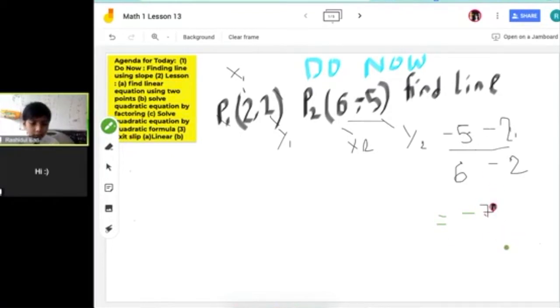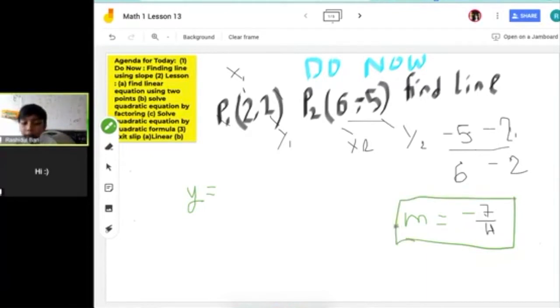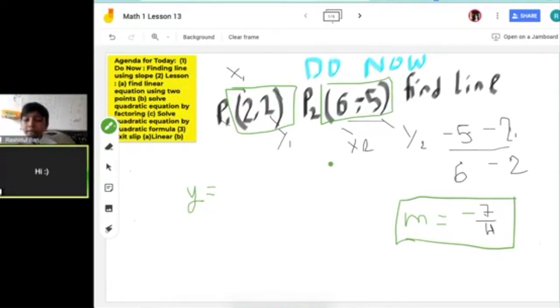So, negative 7 divided by 4. So now, we don't want to just find the slope, which will make m. M is the variable for slope. We want to find the equation. So what do you think the equation for a line is? How do you think you can find the equation of a line just using the slope and the 2 points you're given?